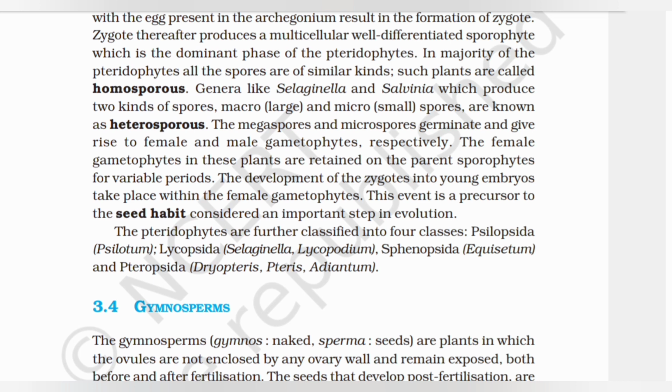The pteridophytes are further classified into four classes: Psilopsida (Psilotum), Lycopsida (Selaginella, Lycopodium), Sphenopsida (Equisetum), and Pteropsida (Dryopteris, Pteris, Adiantum).